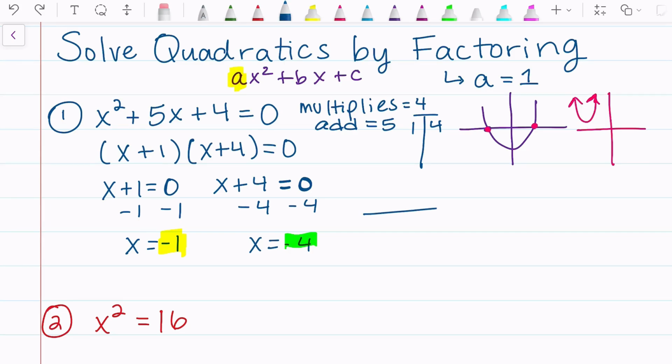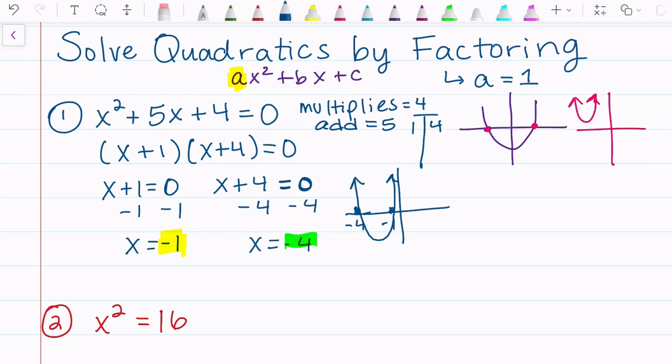Other words for solutions are roots and x-intercepts and zeros. So this quadratic would look something like this. Here it crosses at negative 4, and it crosses at negative 1, so those would be the two x-intercepts, and I would also know that it opens up because the a value is positive 1.